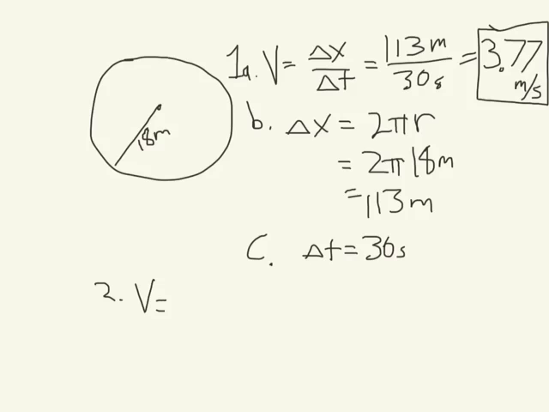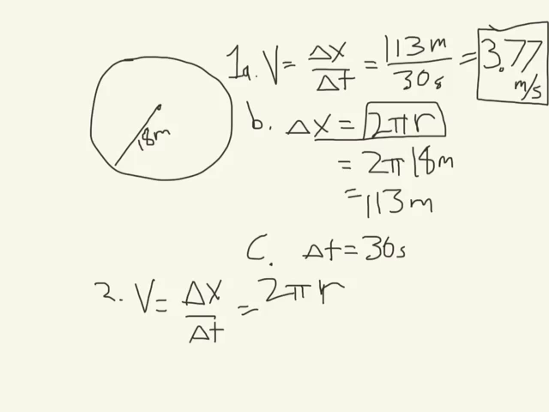So we start with this. And we saw that delta x is 2 pi r, so we can go ahead and put that in. And that distance was for one particular rotation. And so the time has to be the time that it took to go that distance. So this must be the delta t for one rotation also, which is by definition the period T.